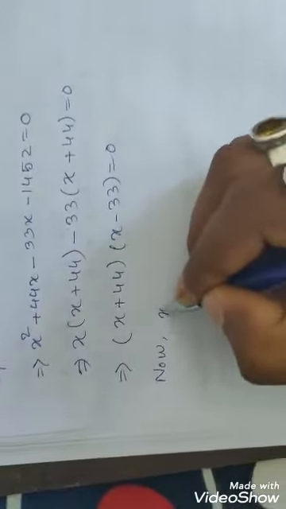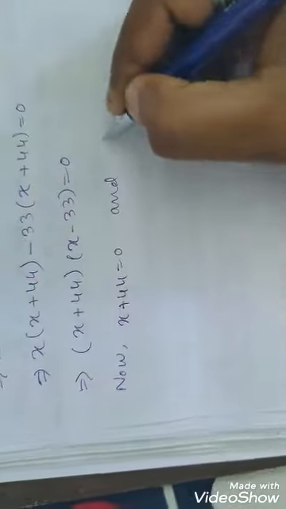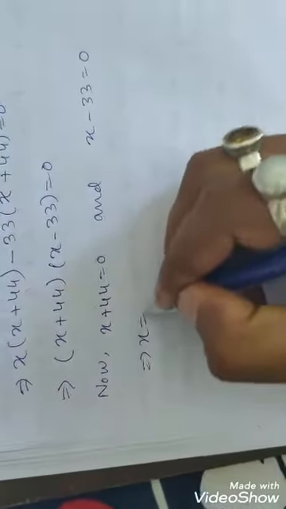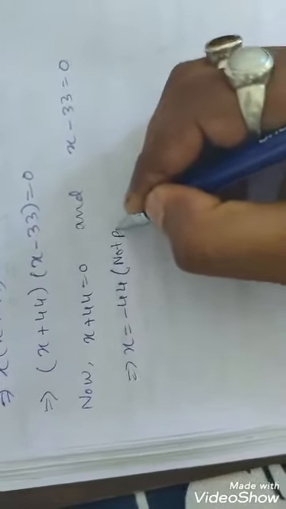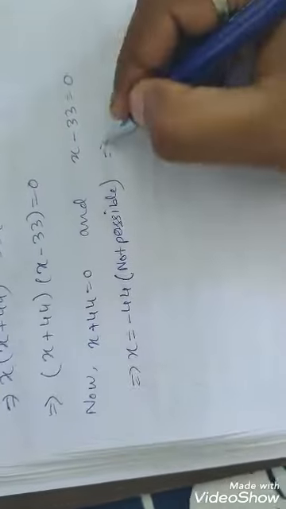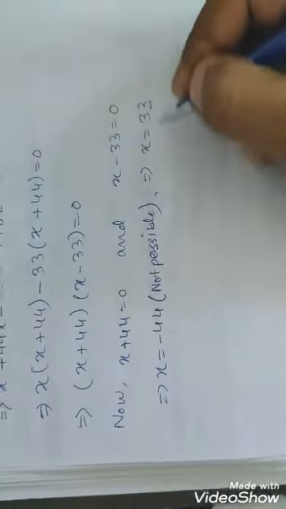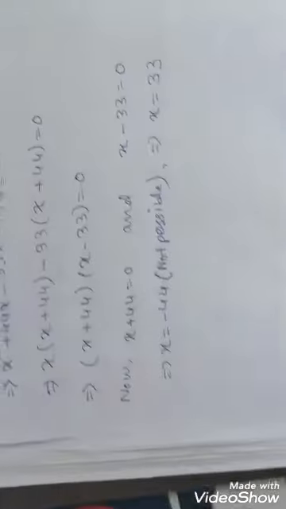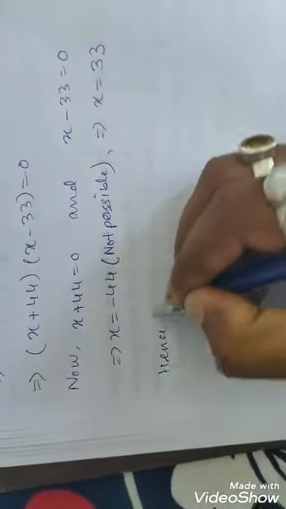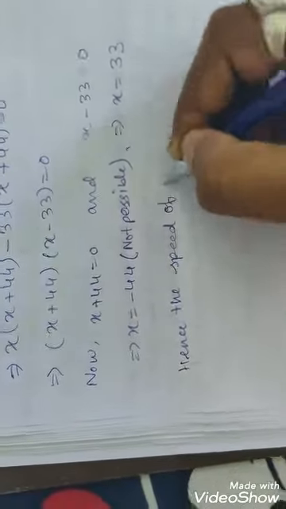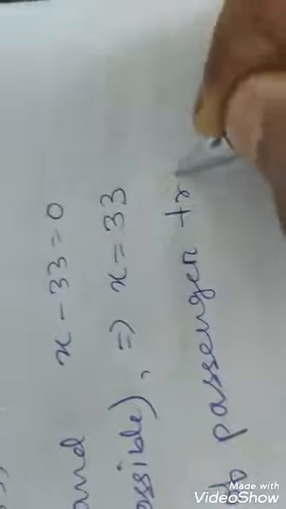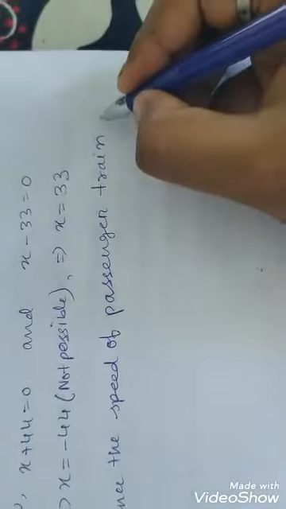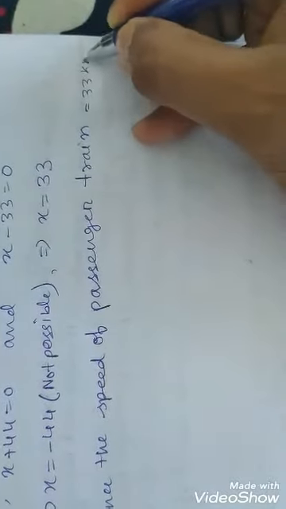So now x plus 44 equal to 0 and x minus 33 equal to 0. So x equal to minus 44 is not possible because distance cannot be negative. So from here you get x equal to 33. So our final speed is 33 kilometer per hour. This is the speed of the passenger train. Hence the speed of the passenger train is equal to 33 kilometer per hour.